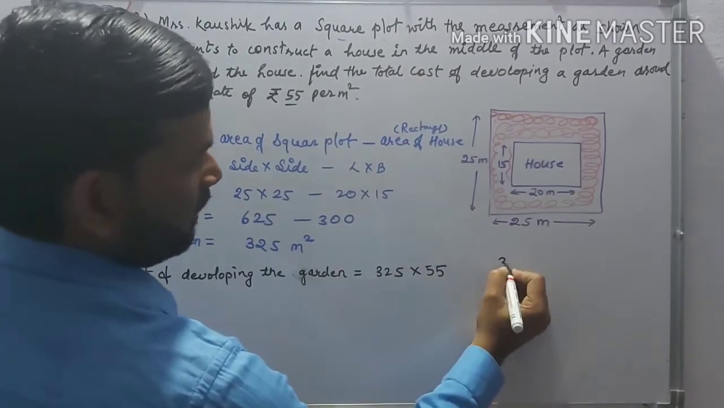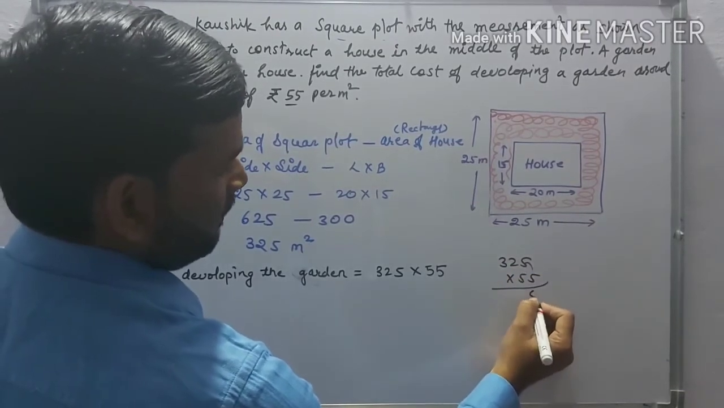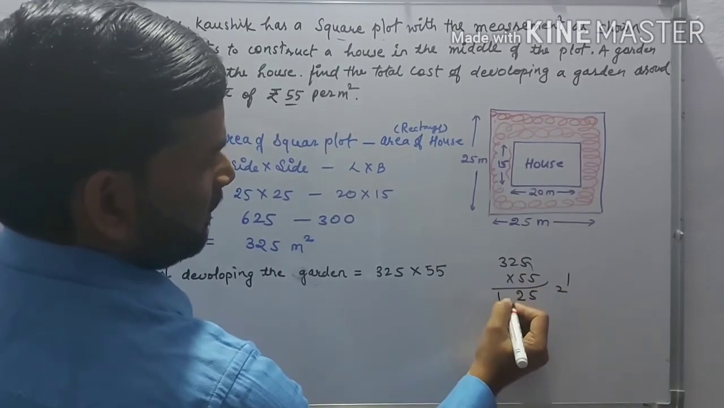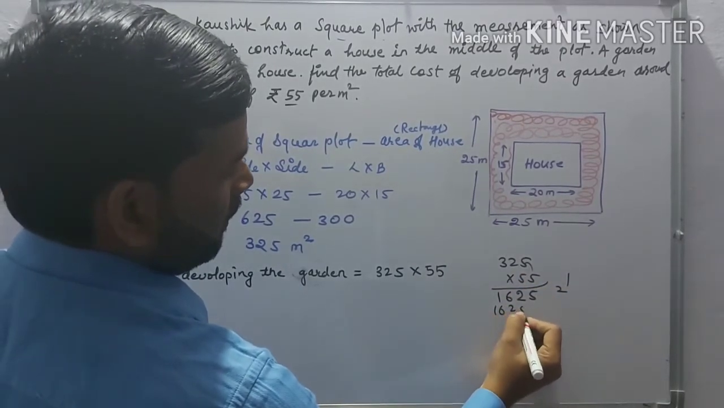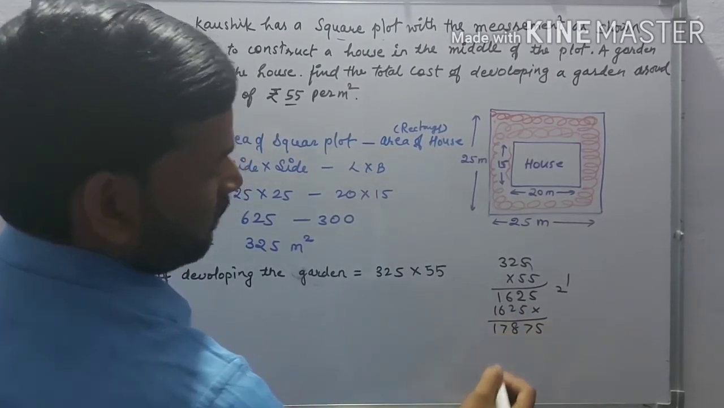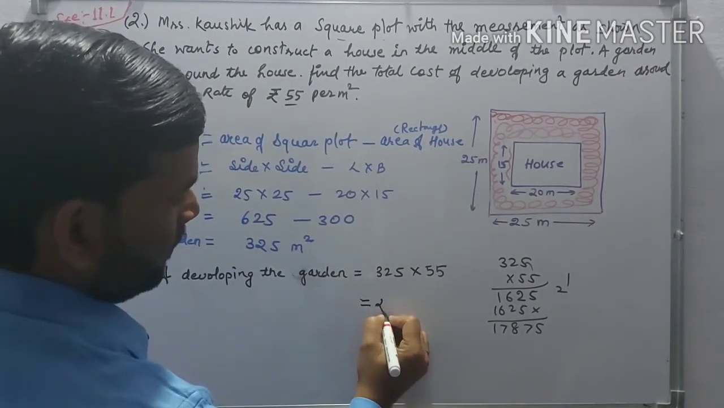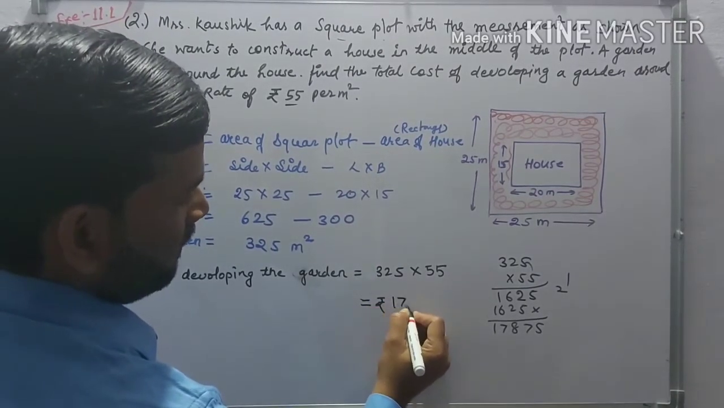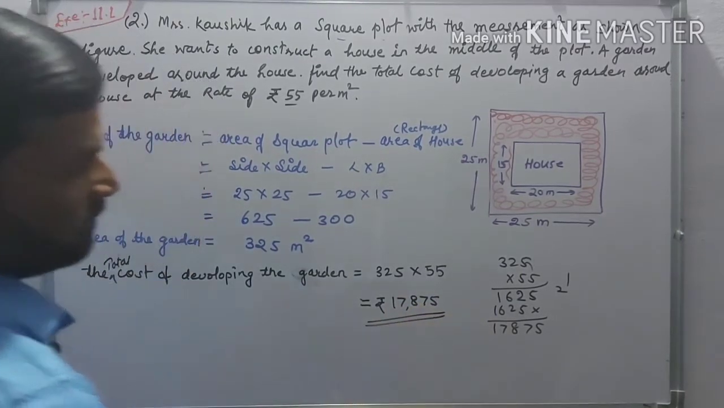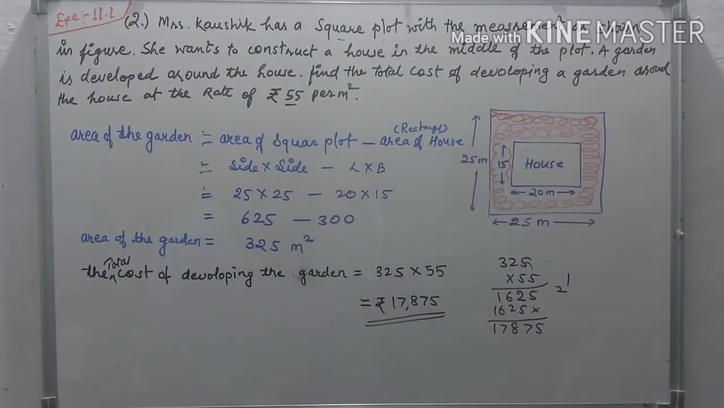Okay, now 325 into 55. 5 5s are 25, 2 carry, 5 2s are 10 and 2 is 12, 5 3s are 15 and 1 is 16. Again, 1 6 2 5 will multiply 5, and we get 17875. Okay, so the answer is 17,875 rupees, the total cost of developing the garden at the rate of 55.